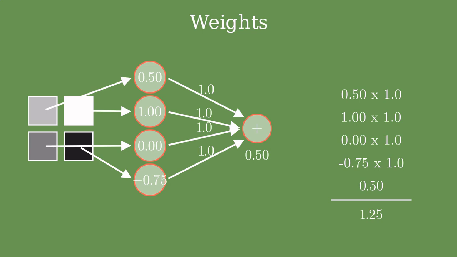This process of weighted summation and bias addition is a fundamental operation in neural networks. It allows the network to learn complex patterns and relationships in data. The weights and biases are adjusted during the training process, allowing the network to improve its accuracy over time.